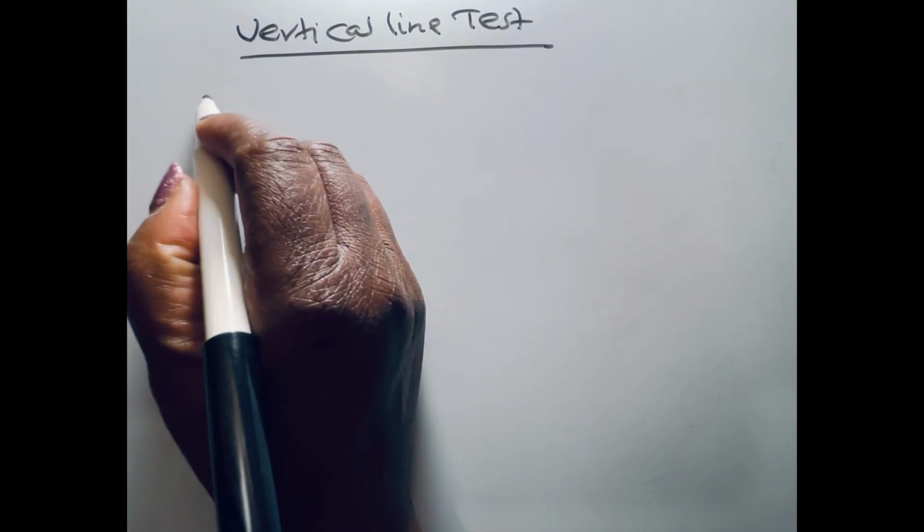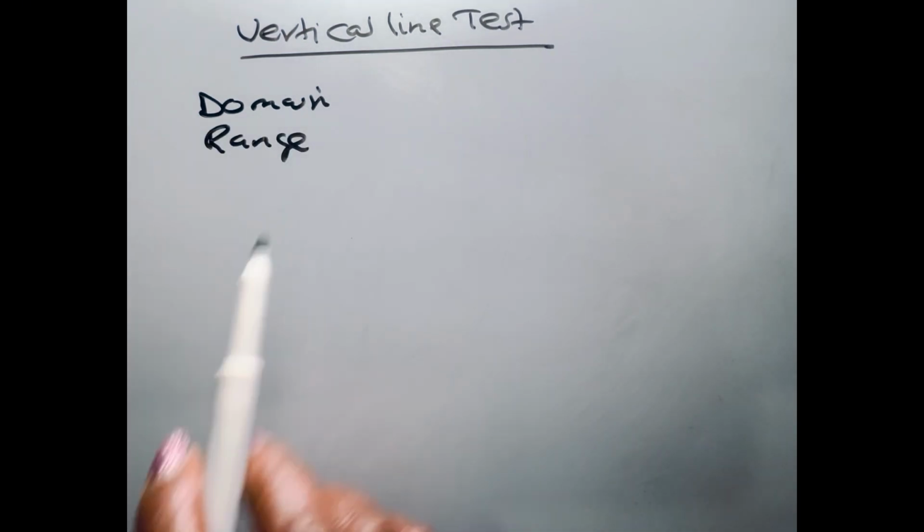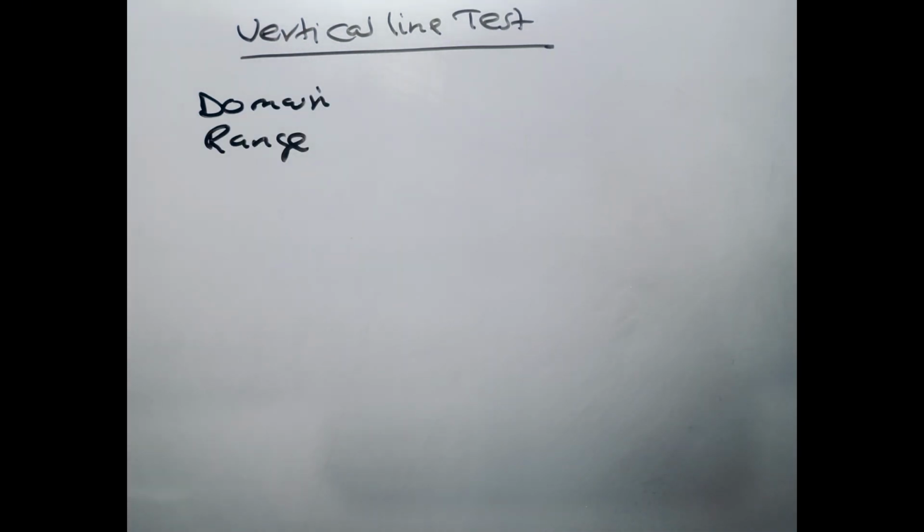Vocabulary you need to know is domain and range, besides knowing what a vertical line test is, as I just described. Let's go ahead and do examples that will make sense to you as to what I'm saying.